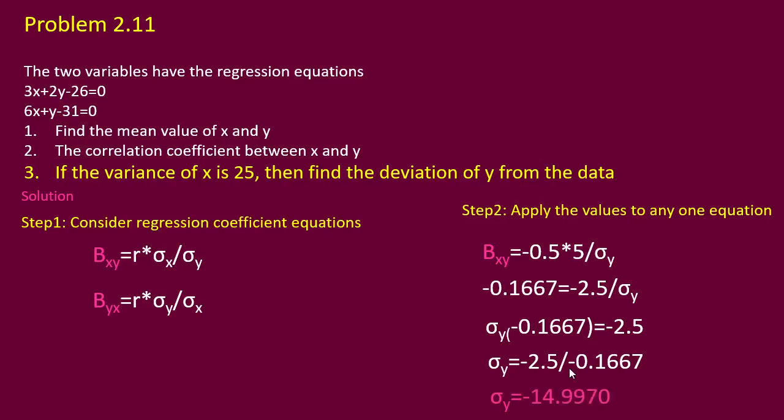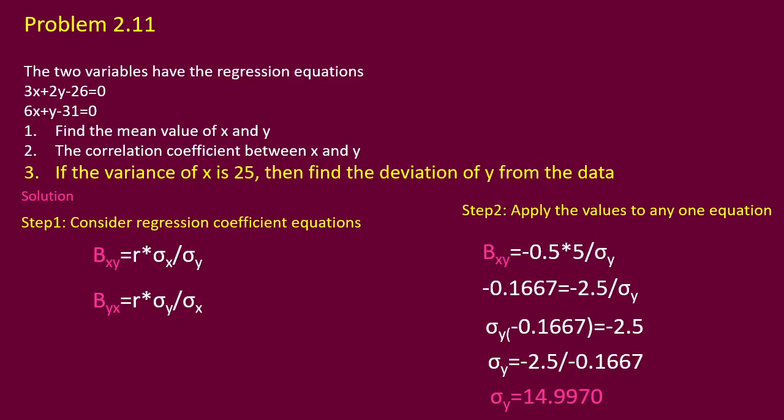So it is 14.9970. So minus divided by minus, so it is plus. Now the standard deviation of y is 14.9970. Standard deviation of x, they have given variance of x is 25. So standard deviation equals square root of variance. So square root of 25 is 5, we have taken. Now the standard deviation of y is 14.9970, or we can consider the standard deviation of y as 15.